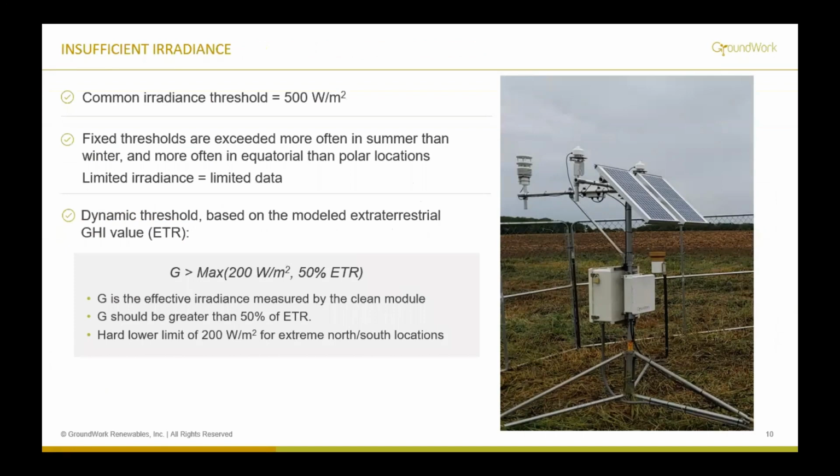So we can't control how sunny it is, but we can be more sophisticated about how we determine that threshold. And when we process soiling data at Groundwork, we actually set a dynamic threshold that's based on the extraterrestrial irradiance. So our threshold goes up and down based on where you are in the world and what day of the year it is. We also set a hard lower limit of 200 watts per meter squared, because once you get below 200 watts per meter squared, the data get to be pretty squirrely.